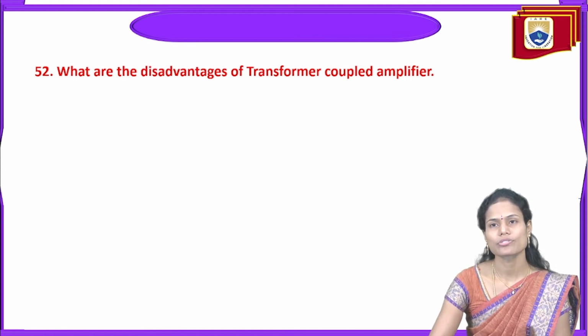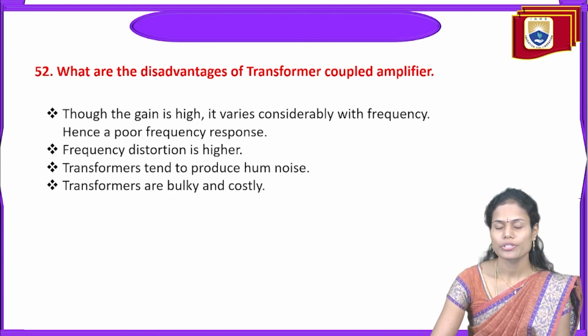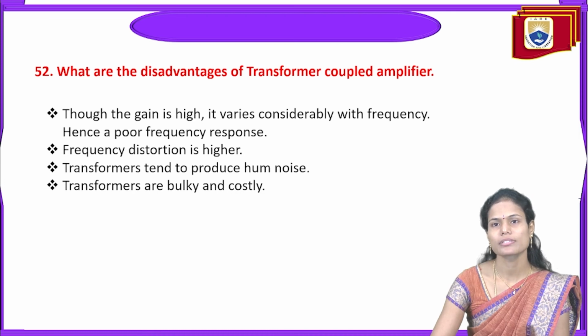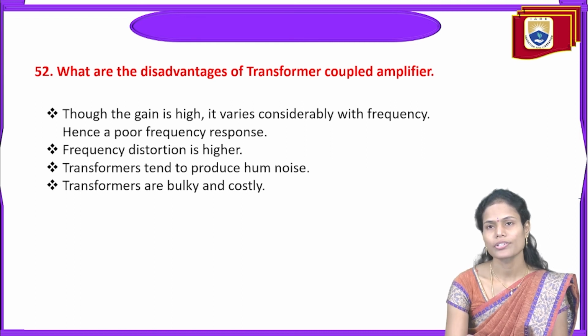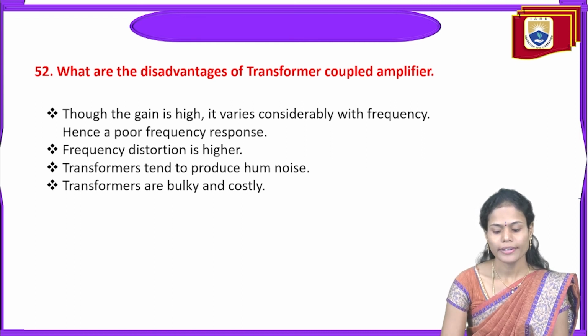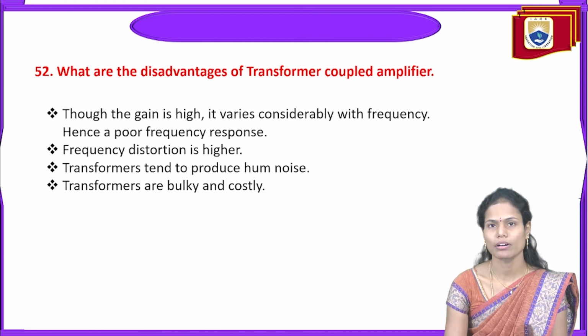What are the disadvantages of transformer coupled amplifier? Even though it provides a very high gain, it varies constantly with the frequency. Gain variations will be high here. Because of that, the frequency response provided by the transformer coupled amplifier is very poor, and the frequency distortion is also very high because of variations in the frequency, and transformers always produce hum noise, and they are very bulky and costly.